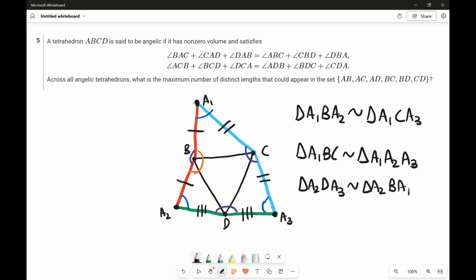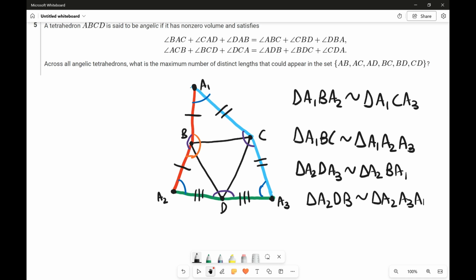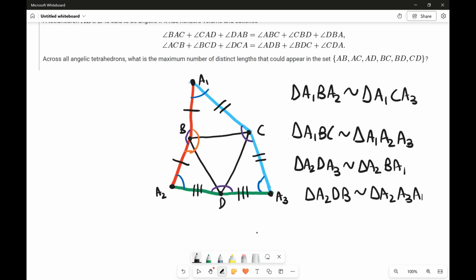A2BA1. And again, by spiral similarity properties, this means that triangle A2DB is similar to triangle A2A3A1. Or if we want to combine both of these similarities into one, we have triangle A1BC is similar to triangle A1A2A3 is similar to triangle BA2D.